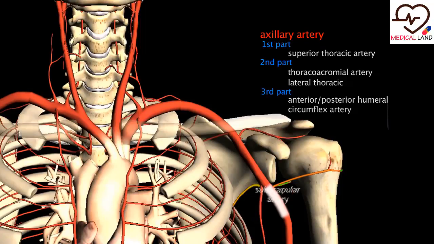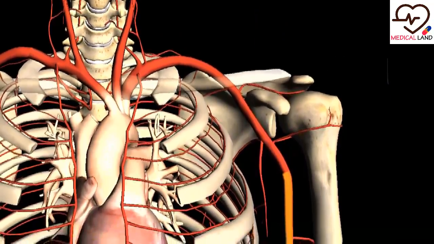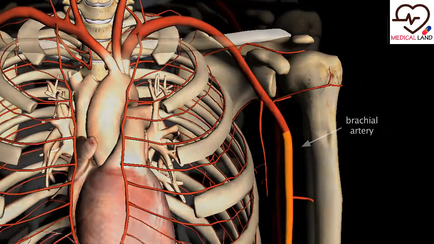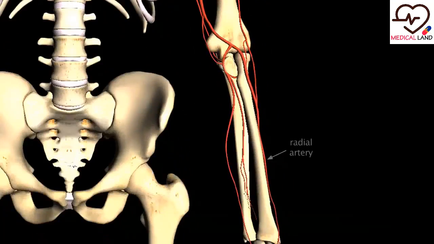And then you have the subscapular artery, shown here. The axillary artery then turns into the brachial artery once you pass the axilla, or the armpit. The brachial artery courses along the medial side of the arm until it reaches the cubital space, where it then splits, giving off the radial artery, which travels along the radius, and the ulnar artery, which of course travels along the ulna.